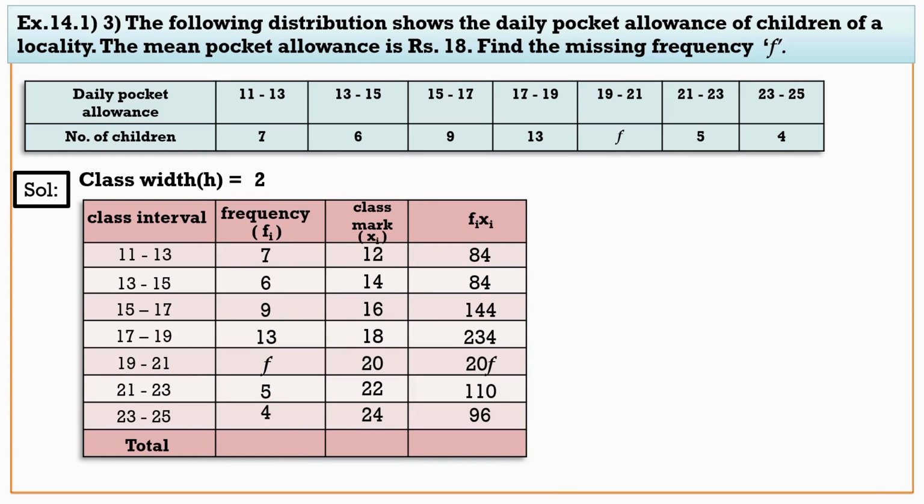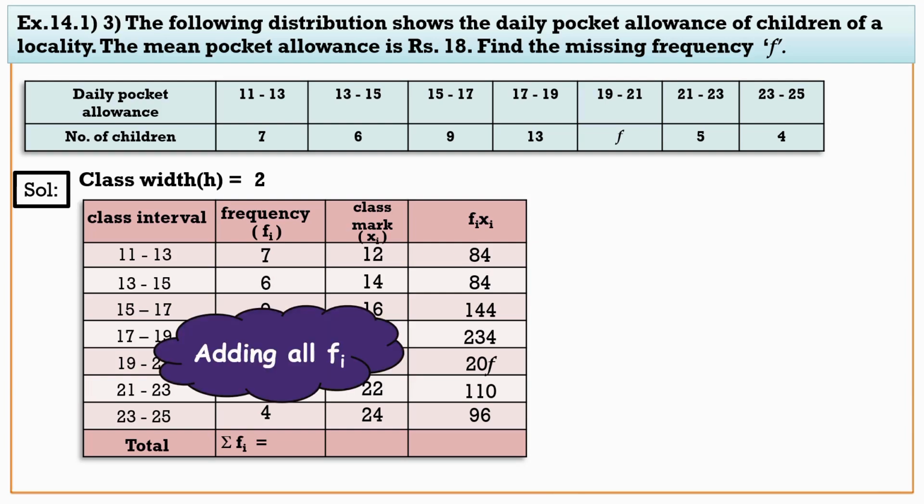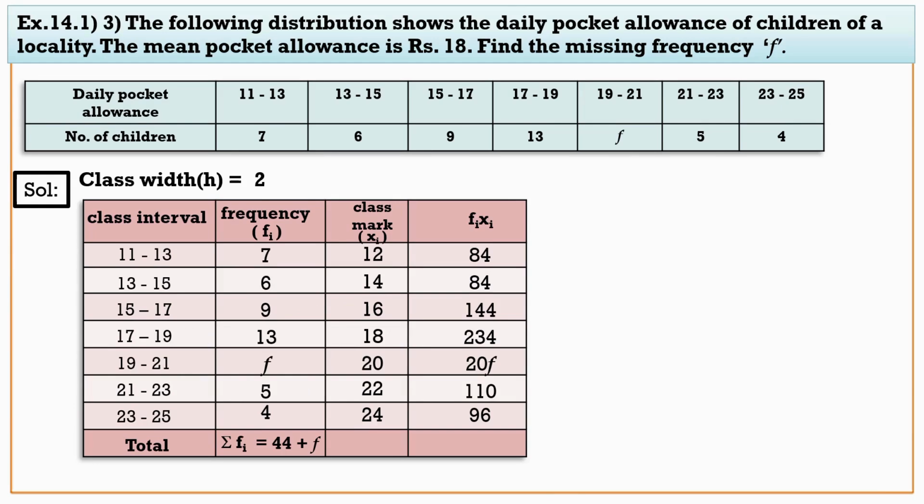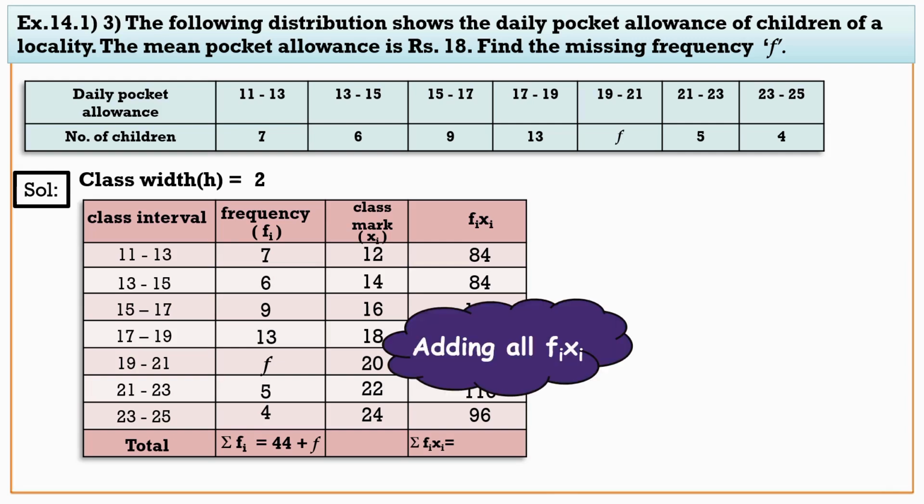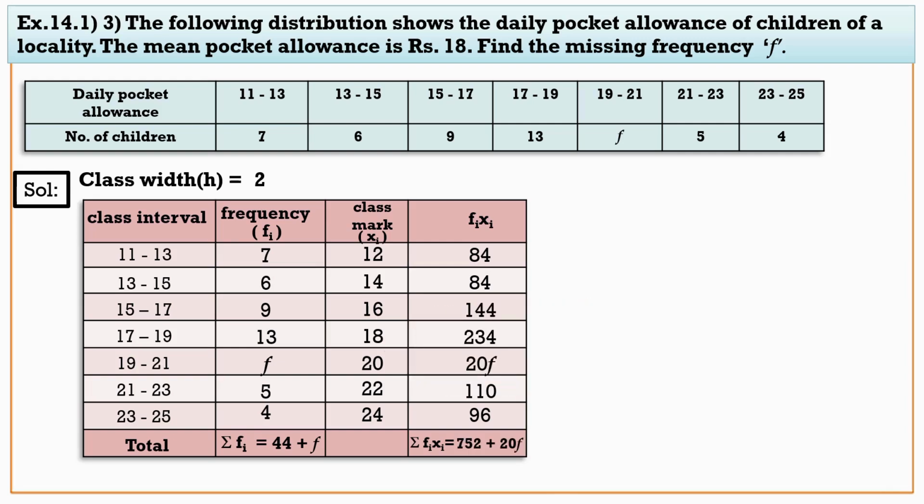Now finally we need to do the summation of fi, that is adding all the fi's. In this case, since one f is missing, it will be in variable form. So 44 plus 5f. Then summation of fixi, adding all the fixi. Here also it is in variable form, so it is forming an equation type, not a constant.